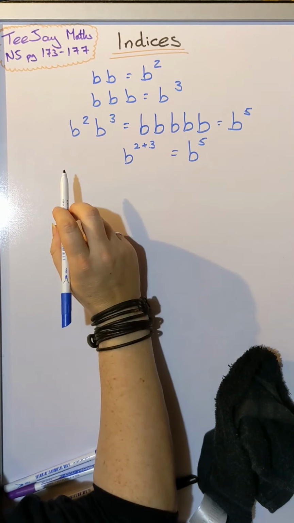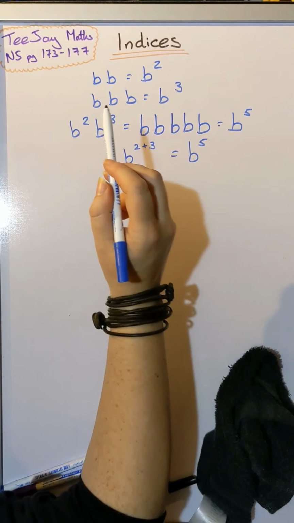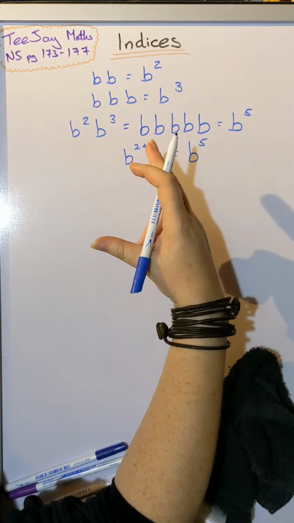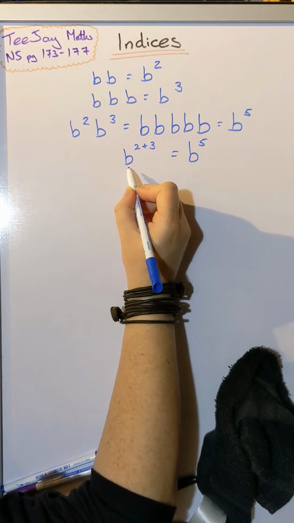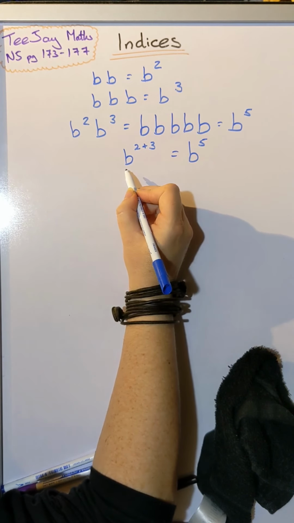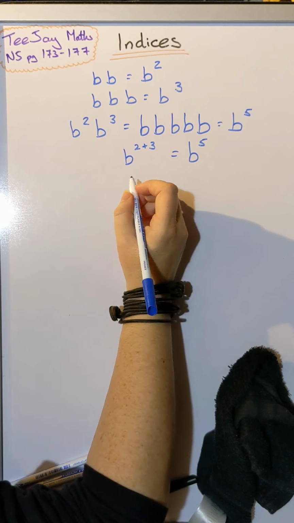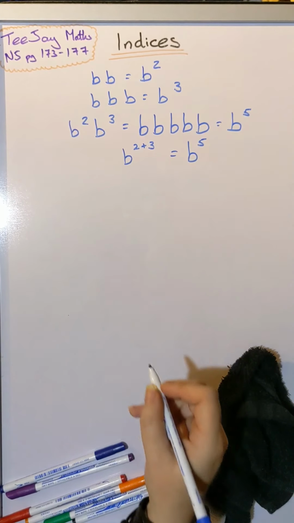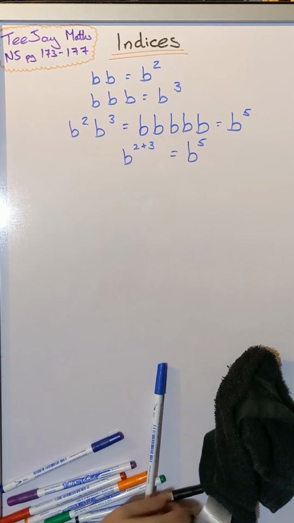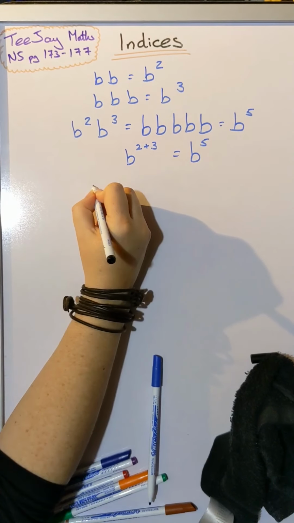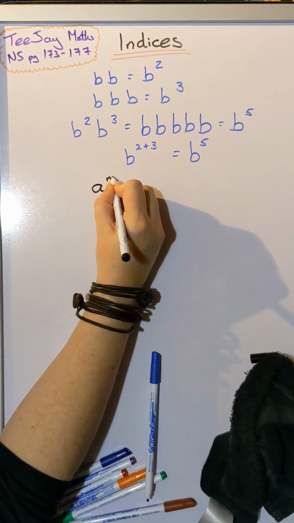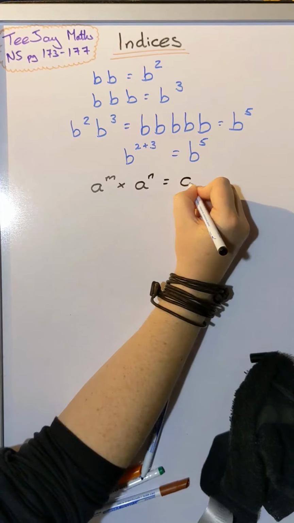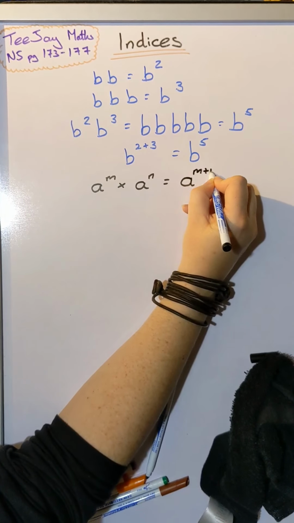So if you're multiplying a number with a power by the same number with a power, you add the powers. It only works when it's the same thing that we're multiplying, the same units. Now, it can be any letter, it can be any number, but it has to be the same one. That gives us a general rule. A to the power m times a to the power n equals a to the power m plus n.